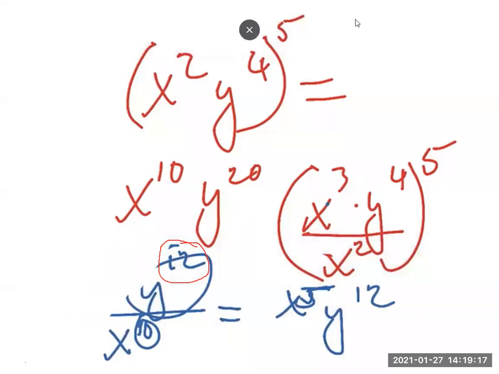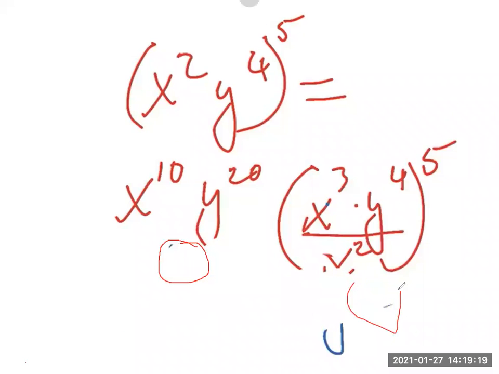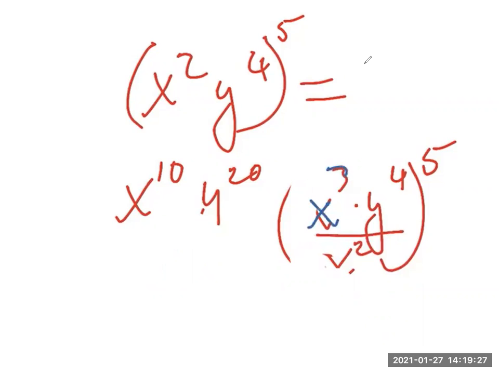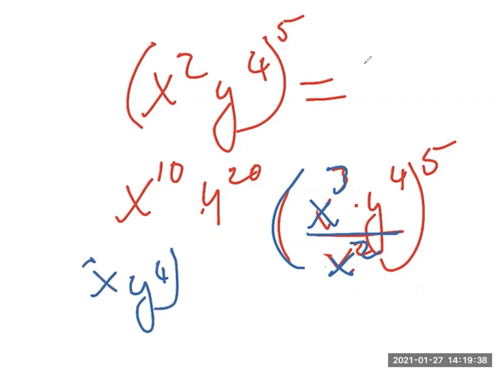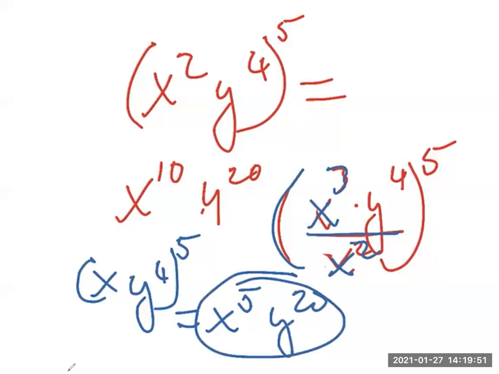However, if you did this slightly different, let's combine these terms first. You've got x to the third over x squared on bottom. Let's do that. You end up with x times y to the 4th, all to the 5th power. And x to the 5th power is x to the 5th. Y to the 4th to the 5th power is y to the 20th. So you still end up with the same answer no matter which way you do it.